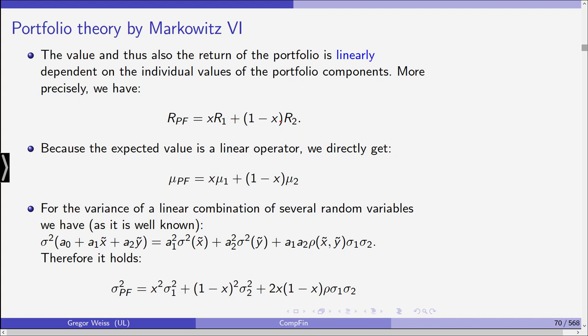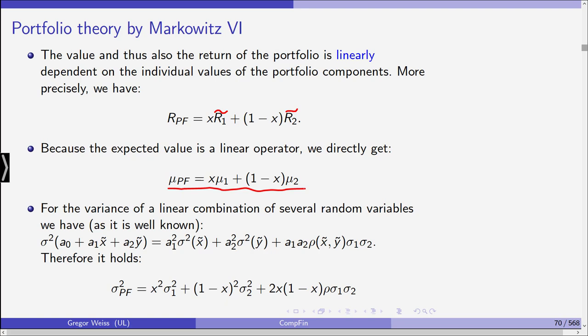Now, the value, and thus also the return of the portfolio, is linearly dependent on the individual values of the portfolio components. More precisely, we have the portfolio return, R PF, equals X times the return for security 1 plus 1 minus X times the return of investment 2. The expected value, the average, is a linear operator. And thus, if R1 and R2 are random variables, then the expected value of R PF, which is also a random variable, is simply given by X mu 1 plus 1 minus X mu 2. This is simply the result of the expected value being a linear operator, and you simply have to substitute R1 by mu 1 and R2 by mu 2.